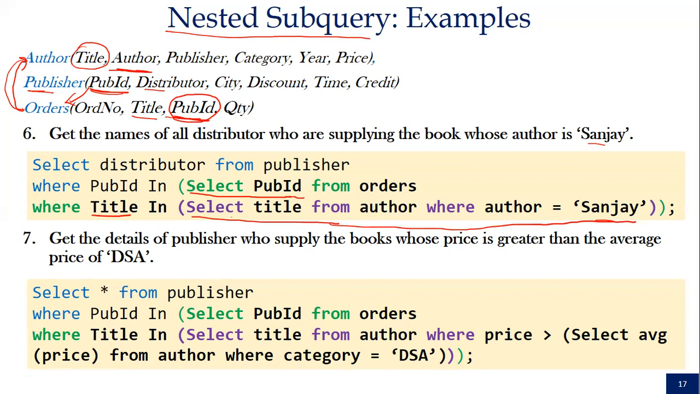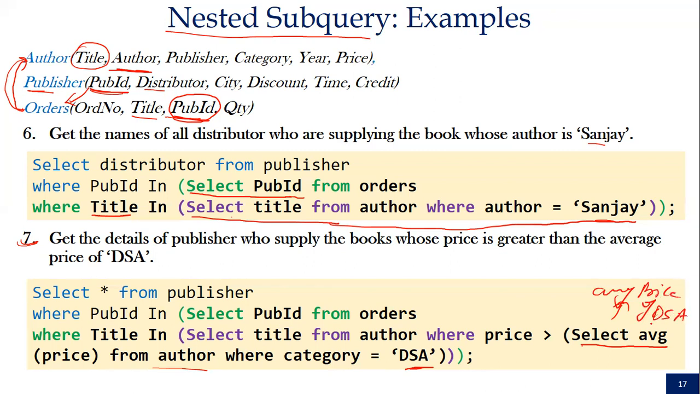Whenever you are going to use a subquery, you have to take care about the common attribute. Based on that you can combine multiple tables. Similarly, another example is given here. Get the details of publisher who supply the books whose price is greater than the average price of DSA. So we have to identify the average price of DSA book. Here we have written select average price from author where category equals DSA. It will return the average price of DSA book.